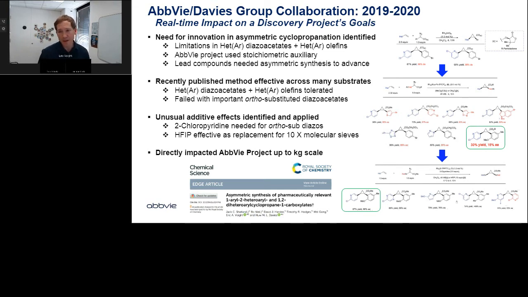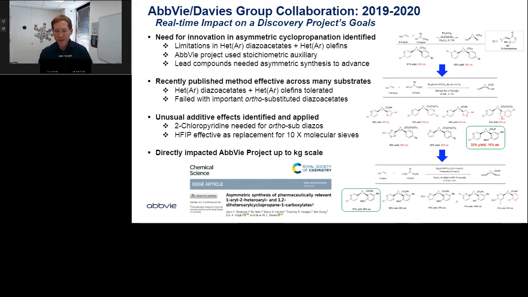We started with a method that utilized a pantolactone auxiliary. While this was effective, it was steppy and not very atom economical for scale up. There was a recently published method from Hugh's group that used very low catalyst loadings to promote these reactions. And this was actually very effective across many heterocycles that hadn't previously been demonstrated in this asymmetric cyclopropanation chemistry. However, there was one notable exception, which was ortho-substituted aryl diazoacetates, which in this case, with the ortho-methoxy example that we really needed, gave very poor yield and poor enantioselectivity.